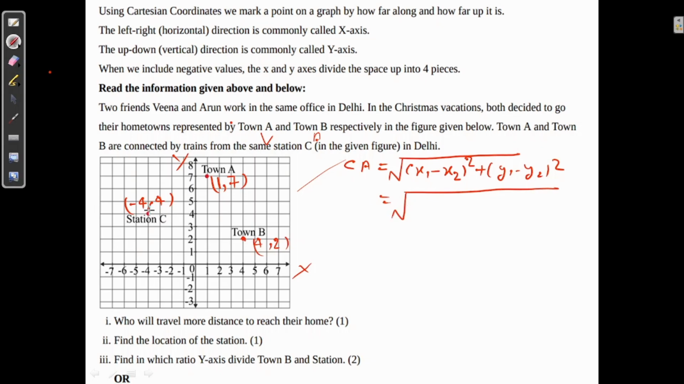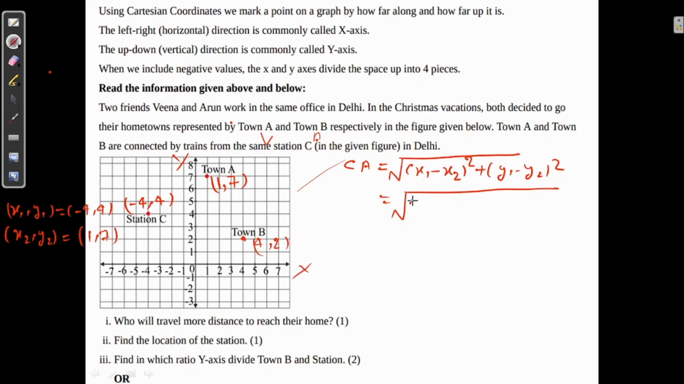I am keeping this (-4, 4) as (x1, y1) and (1, 7) as (x2, y2). I hope you all have solved these problems so many times that now you can easily understand what is to be considered as x1 and which as x2. But for your convenience, let me write it, so don't get confused. This (-4, 4) I am considering as (x1, y1), and (x2, y2) I am considering (1, 7).